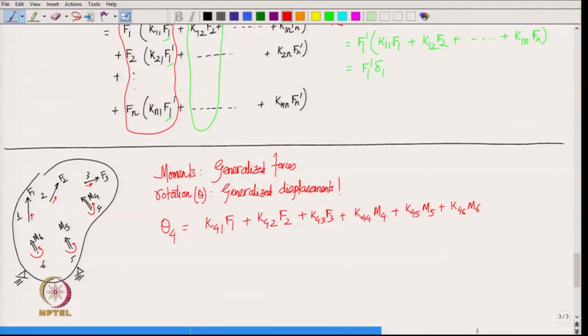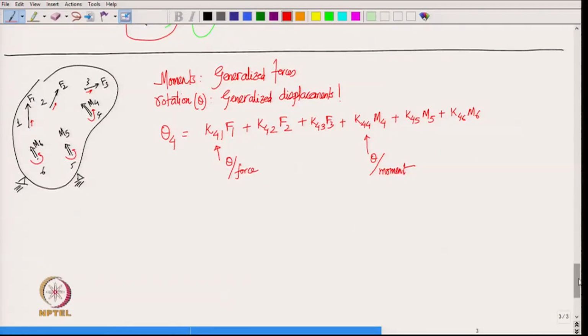Okay. The formula holds as if we have only force and displacement, but the dimensions of the influence coefficients are of course different. For example, what is the dimension of this? This has to be theta, which is non-dimensional, divided by force. So, this is theta by force, whereas this is theta by moment.